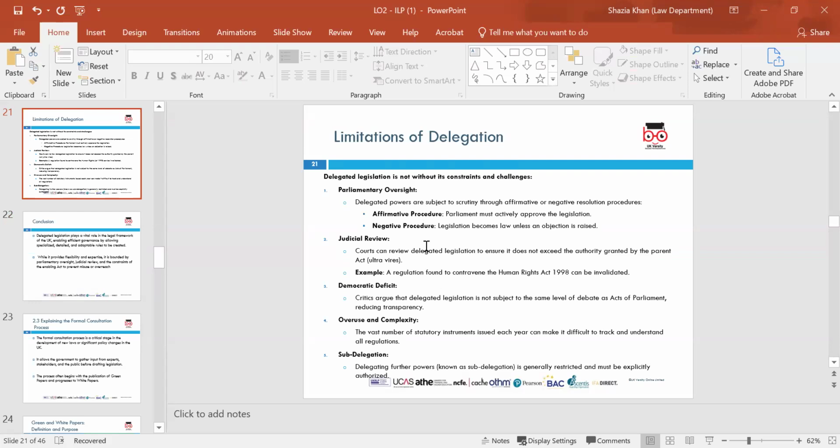Parliamentary oversight: delegated powers are subject to scrutiny through the affirmative or negative resolution process. Judicial review: courts can review delegated legislation to ensure it does not exceed the authority granted by the Parent Act. Also democratic deficit, overuse and complexity, and sub-delegation. So these are limitations of delegated legislation. It's not just something that goes through quite easily. There can be challenges and constraints.